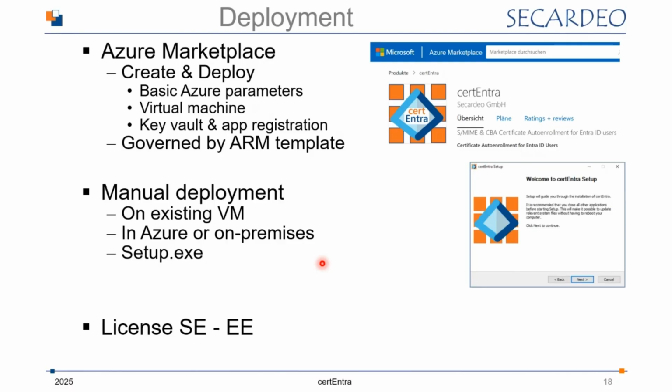At the end of the deployment, you will need a license to run certEntra. As with all our other products, we have a standard edition that will fulfill typical requirements, and we have an enterprise edition that has more features like multi-CA, multi-template, user self-service, and some other features.